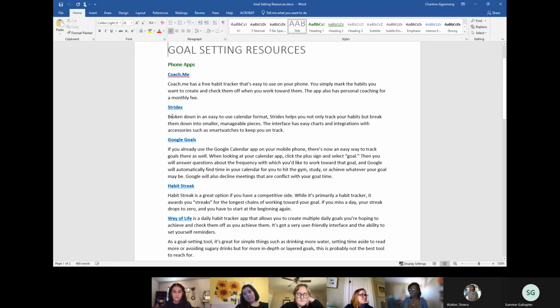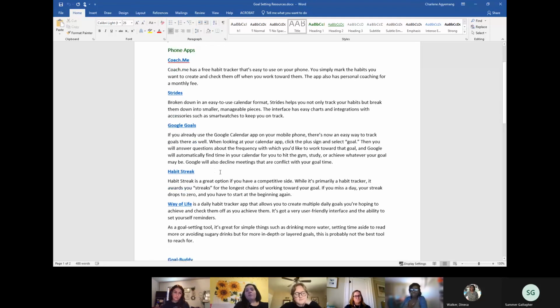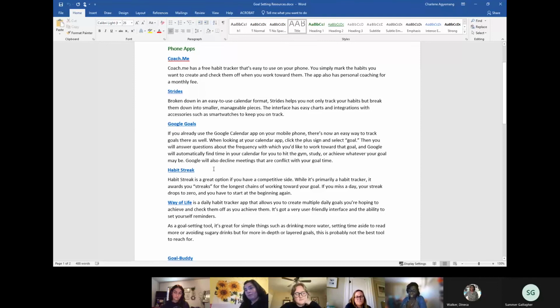Strides, calendar format, tracks your habits, but puts it into smaller pieces. So like if I say, I do want to lose 10 pounds, but it's just like, okay, how am I going to lose the first pounds? I can make those long or big goals a little bit smaller by cutting them into pieces. Google Goals. So I'm pretty sure a lot of us already have Google Calendar on our phones or somewhere, but there's a mobile app that you can use that has some pretty cool tools on there in terms of keeping track of goals.